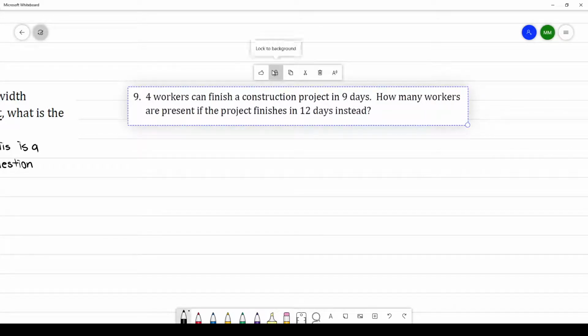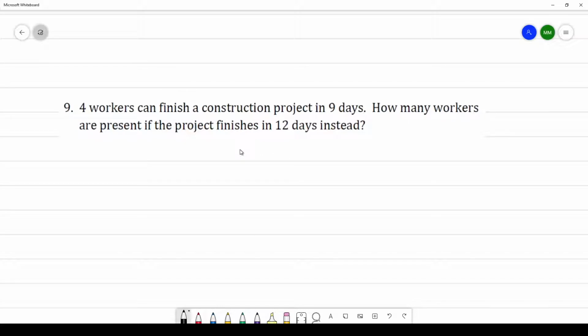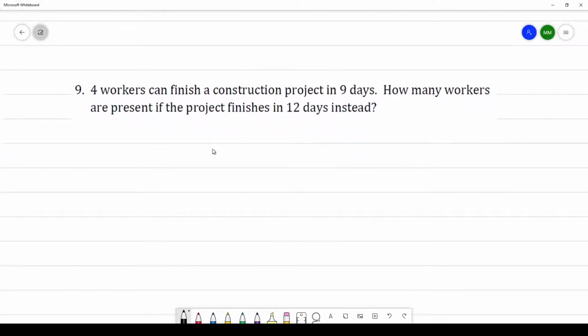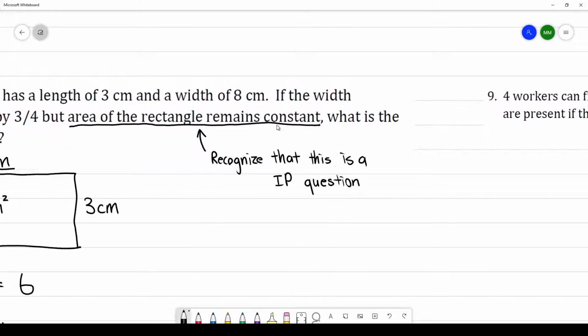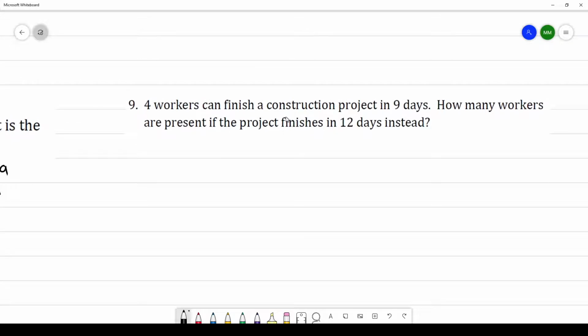Number 9. So 4 workers can finish a construction project in 9 days. And so how many workers are present if the project finishes in 12 days instead? So here I didn't say anything about a constant product, I didn't use this word specifically, or anything about a constant quotient, like for direct proportion.